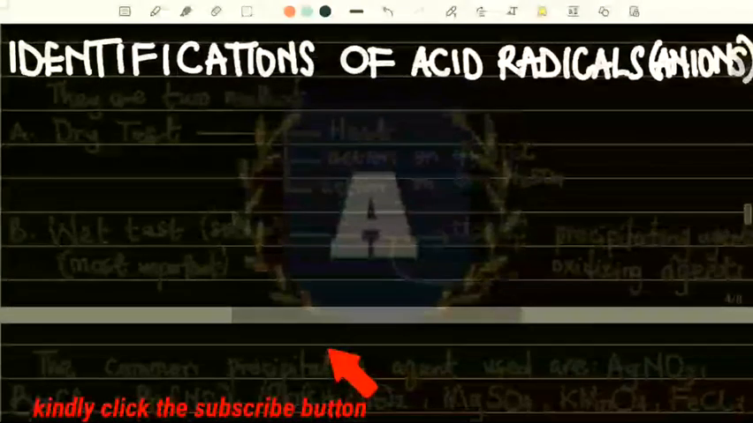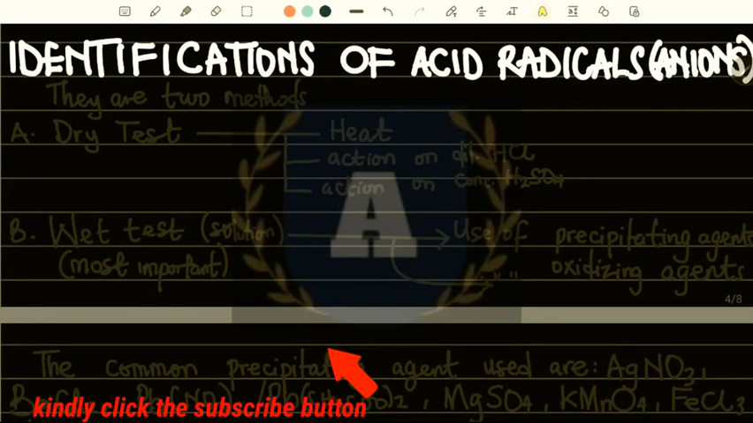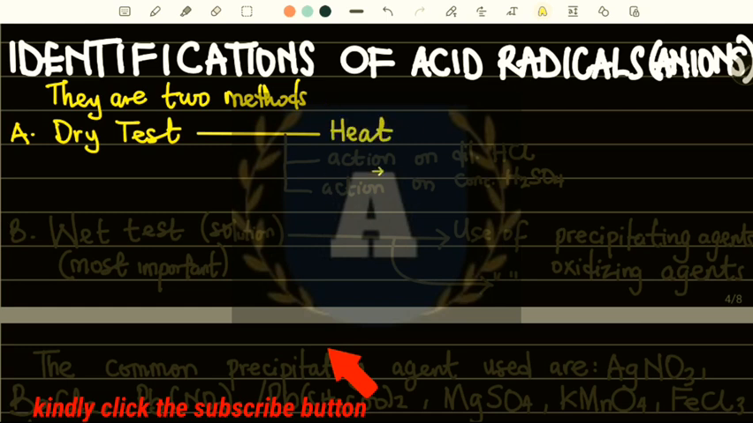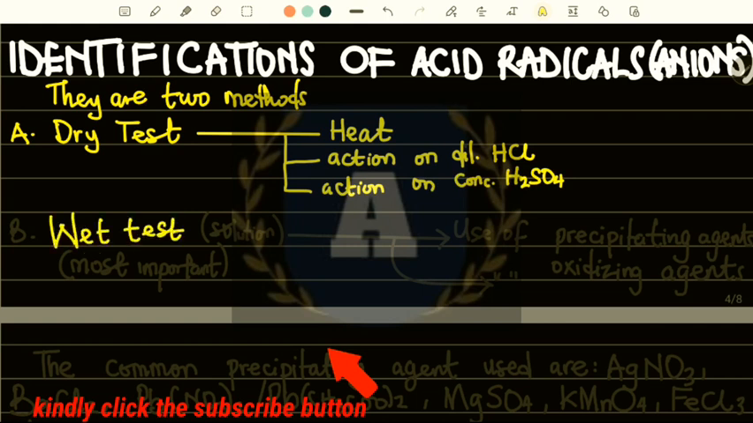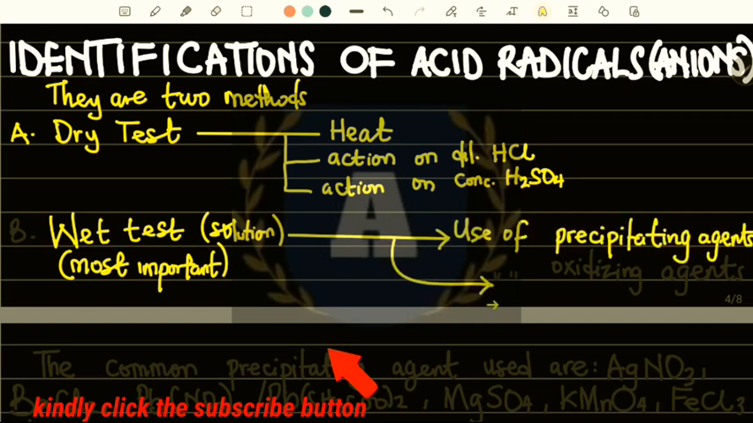Now next is how to identify acid radicals and anions. So we have two ways of identifying acid radicals. First one is the dry test, and the dry test is actually divided into three. You can use heat, we can use the action of dilute acid, or we use the action of conc H2SO4. Now we have the wet test, which has to do with solutions. Okay, so it is very important we note this. This is also divided into two: the use of a precipitating agent or the use of an oxidizing agent. So this part is very essential. For the wet test, over the past years they have been concentrating their questions on this part.